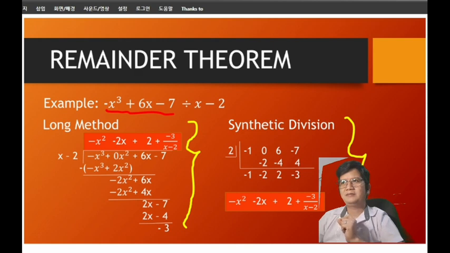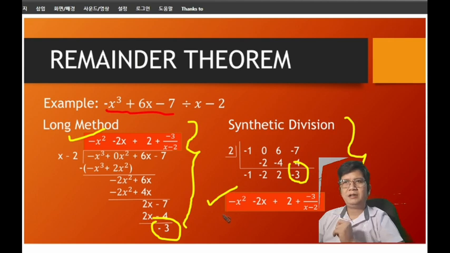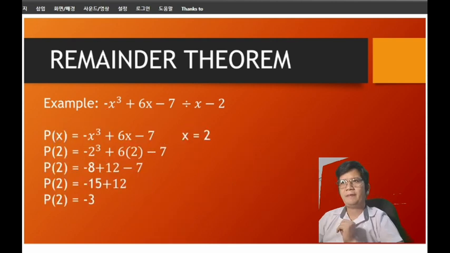And then mapapansin natin na parehong negative 3 ang kanyang remainder. So we have negative 3 here and negative 3 also dito sa ating long method. So syempre pareho din naman ang kanyang magiging quotient. Pero ano ba ang kinaibahan ng remainder theorem? Andito yan sa next slide natin.